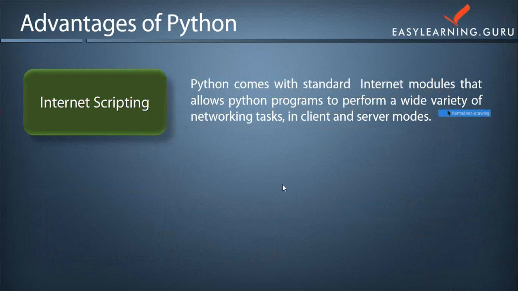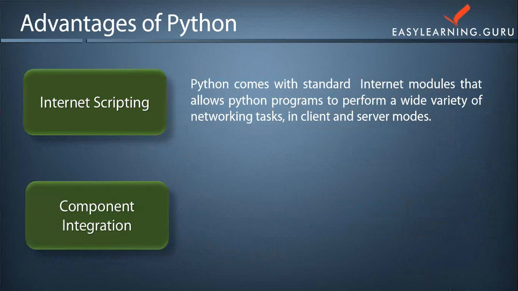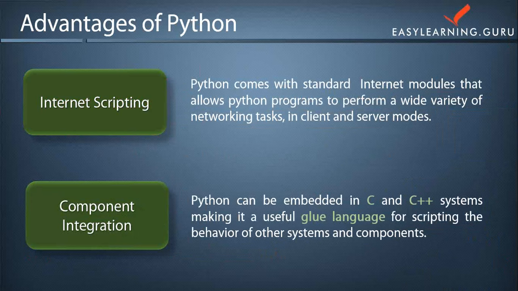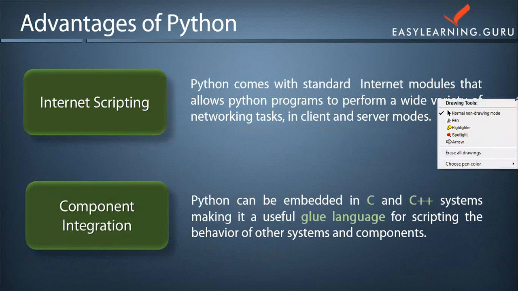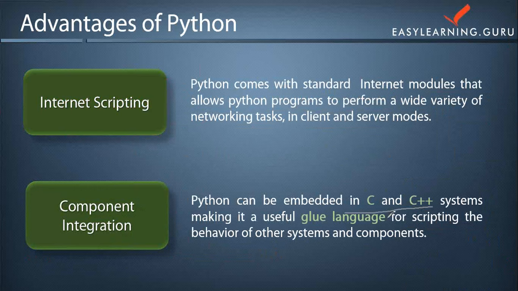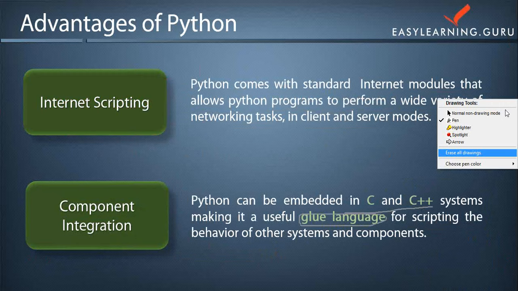Next advantage that Python provides is component integration. Now, Python's ability to be extended by and embedded in C and C++ systems makes it a useful glue language for scripting the behavior of other systems and components. Means Python can be used with the components of C, C++ and many other languages. Therefore, it stands out for component integration.